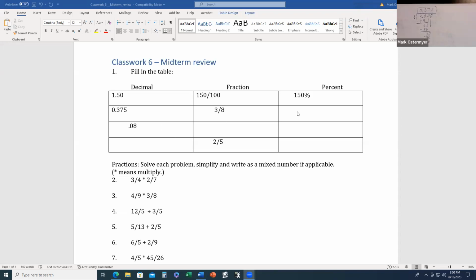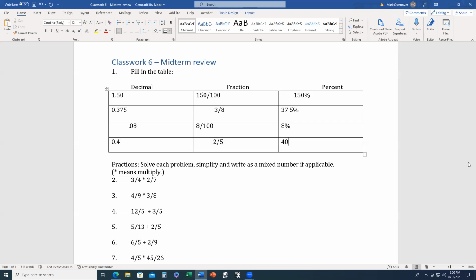Okay. Now, 0.375. So what would that be as a percent then? 37.5%, correct? Yes. 0.5%. There you go. 0.08 would be as a fraction, what? 8 over 100. Over 100, better known as what? 8%. 8%. 2/5. If you divide 5 into 2, you're going to get 0.4 as a decimal. The percent, that'd be what? 40 percent, correct? Okay. 2 places to the right.